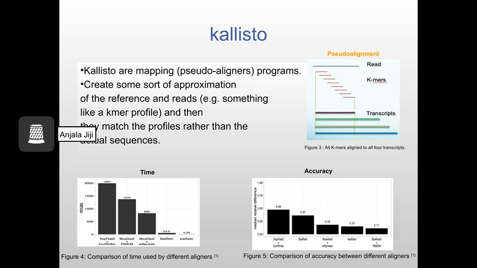The second alignment tool I'll be using is Kallisto. Kallisto is a mapping program. It creates an approximation of the reference and reads rather than actually matching them to the sequence. As you can see, this is a comparison between time and accuracy. In the first graph, we can see the time used by Kallisto and Bowtie has a huge difference. Kallisto just uses 5 minutes, while Bowtie takes almost 1000 minutes to do the same sequencing. And when we compare the accuracy, we can see Kallisto and Bowtie have almost the same accuracy.